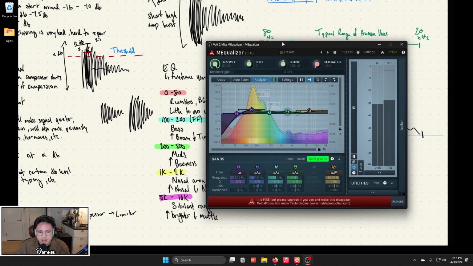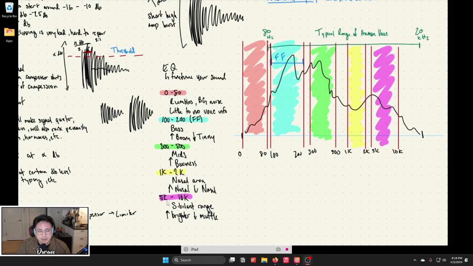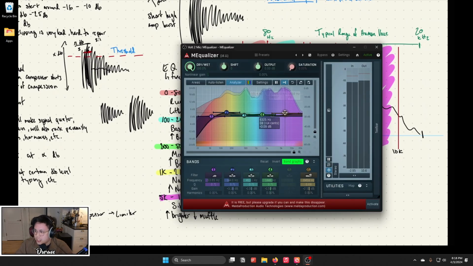And now it gets to the sibilant range, which is your S's and everything. We talked about plosives before, but now we're talking about S's and sibilants. The sibilant range is 5K to 10K. So it's this last bit over here. If I do the S sound, you can see that region peaks a lot more. That's where all that sound is.